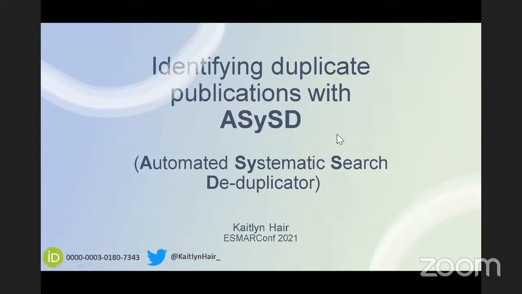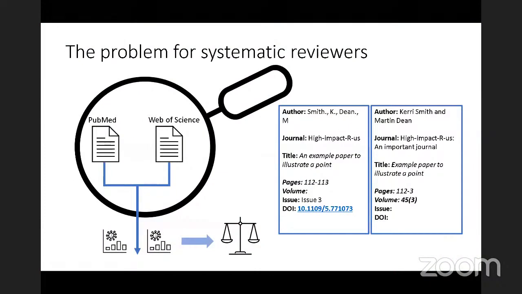So today I'm going to be talking about a tool I built called ASySD, which stands for the Automated Systematic Search De-duplicator. I built this really to help me identify duplicate publications within my systematic review searches. The problem for systematic reviewers is that we have to try and collect as much of the available evidence as possible. This means searching across multiple databases like PubMed and Web of Science.